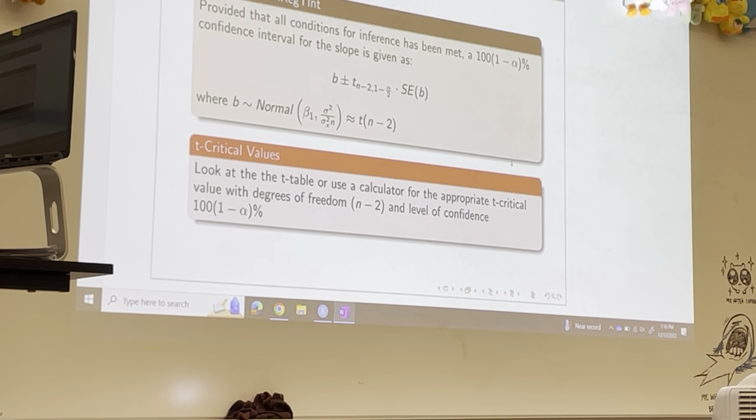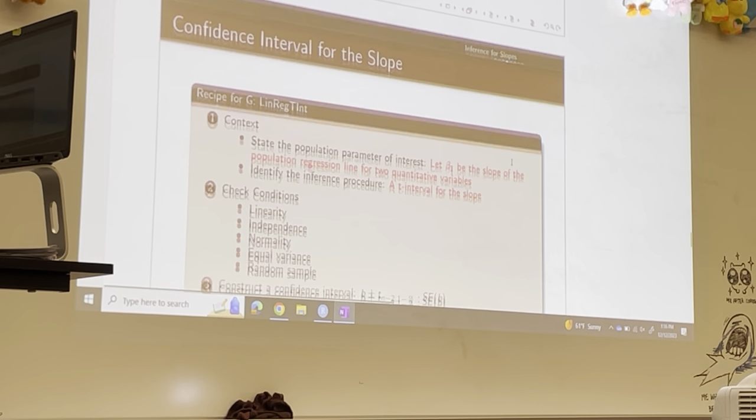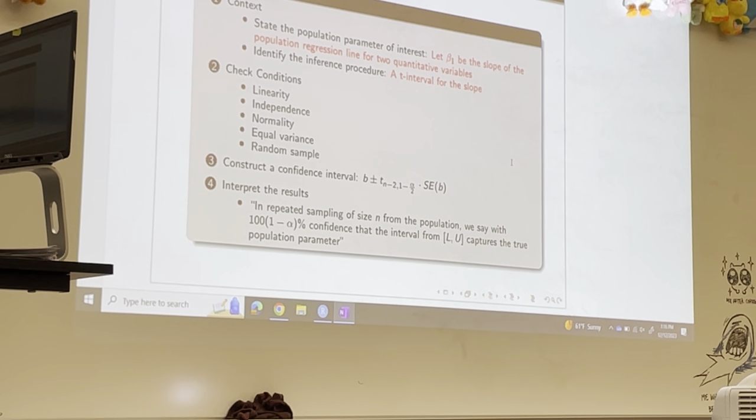And just to remind you guys, because we're dealing with the t distribution, to get that t critical value, you have to use the table or the calculator to get that value, all right? So just be aware of that, the critical value follows the same rules that we've been using since we started using the t distribution, all right? And then prediction intervals, I would have gotten to that if we had more time, but we don't. So here is the recipe for confidence intervals for the slope.